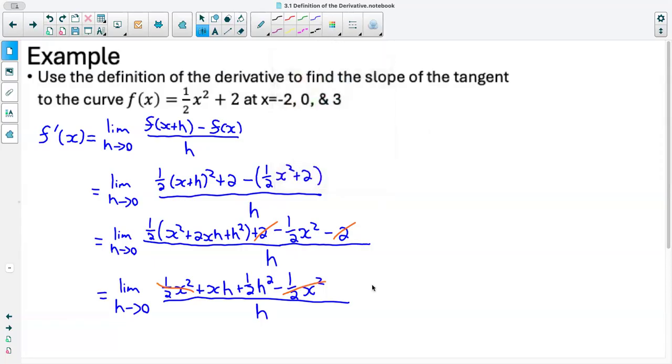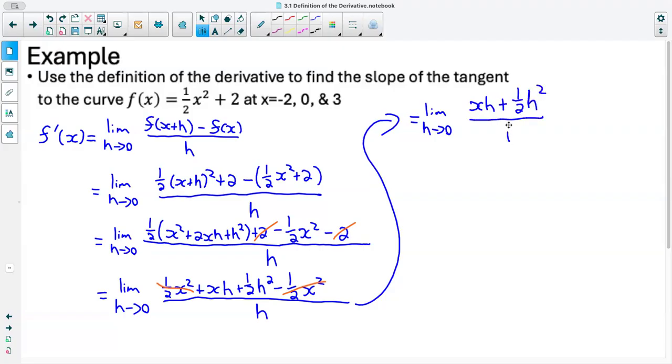So I'll just rewrite this equation. I'll just bring it up here to do so. So we have equals the limit as h goes to 0 of xh plus 1/2 h squared over h. What you'll notice now is that we've simplified it down to this by getting rid of our other terms that canceled out, and every term remaining has h in it.